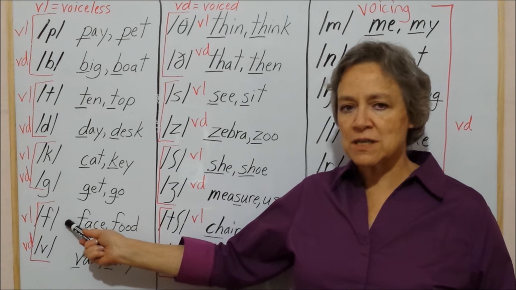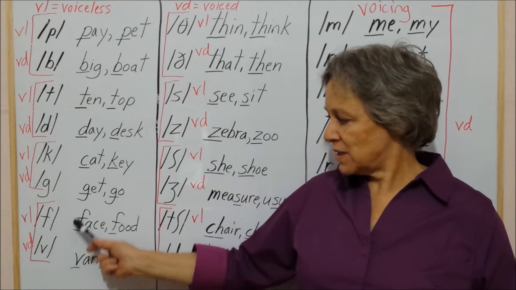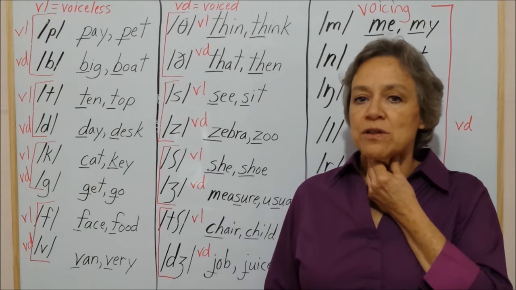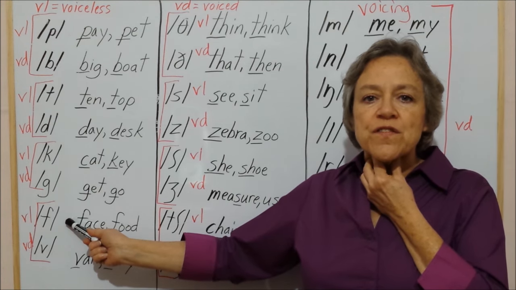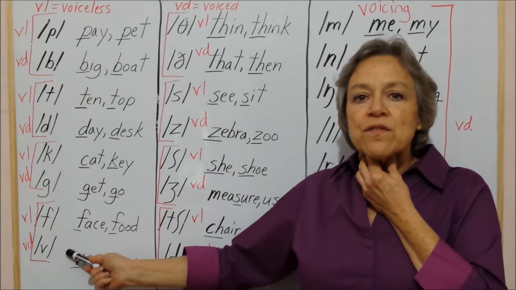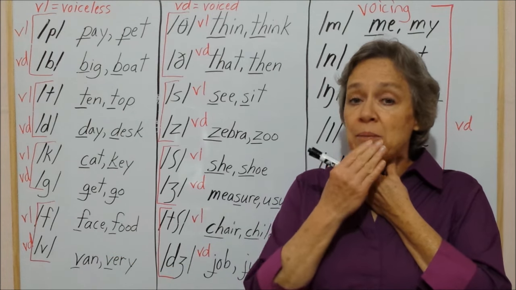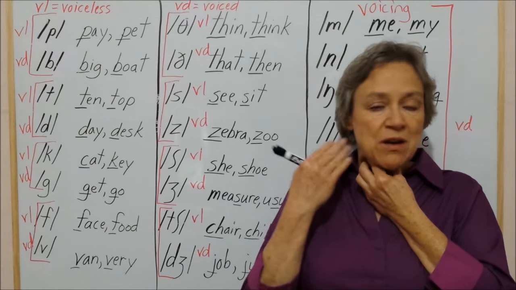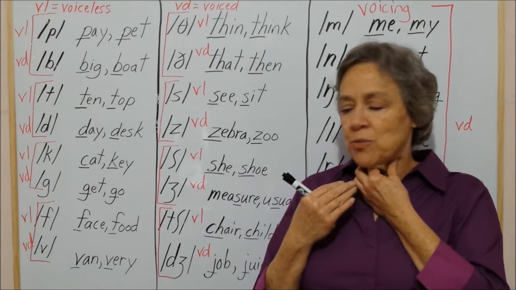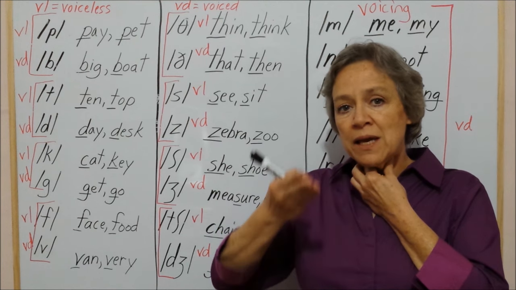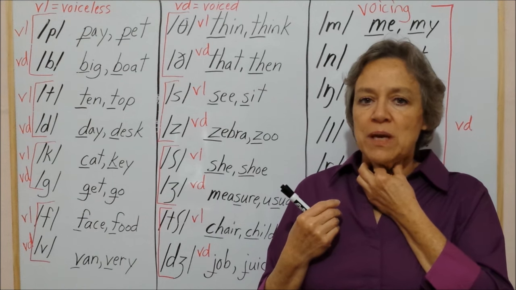So this one is voiceless, this one is voiced. Let's try it. And put your fingers somewhere where you can feel the vibration in your vocal cords. No vibration. Vibration. Again, my mouth, my lips, my teeth, my tongue, whatever, those are in the same position for both sounds. Okay, so that part is the same. We're blocking the air in the same way with our teeth and our lower lip, but the vocal cords are behaving differently.